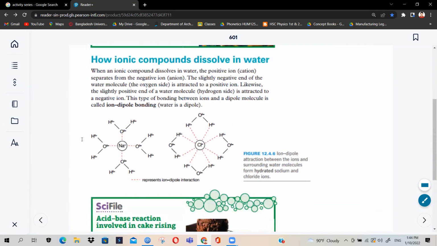Okay, how ionic compounds dissolve in water. So now, water is a polar compound. Okay, what does polarity mean? Tell me, what does polarity mean? What do you think?